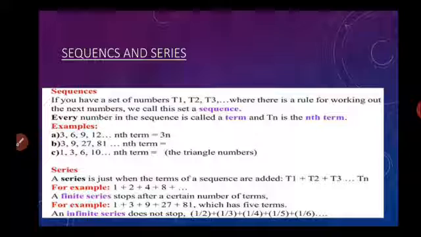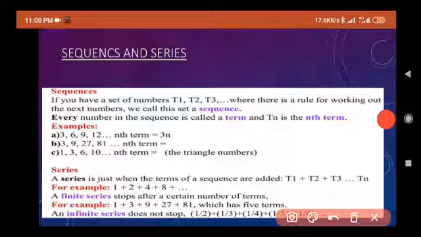3, 9, 27, 81. What could be the nth term for this? Any guesses? Here the nth term will be 3 to the power n. You can see. Next is 1, 3, 6, 10. So the nth term will be the triangle numbers. First 2 is added, then 3 added, then 4 added, similarly 5 added, 6 added, and likewise.